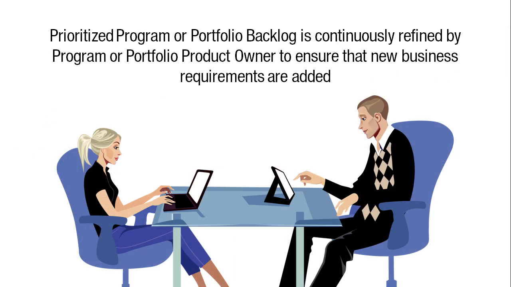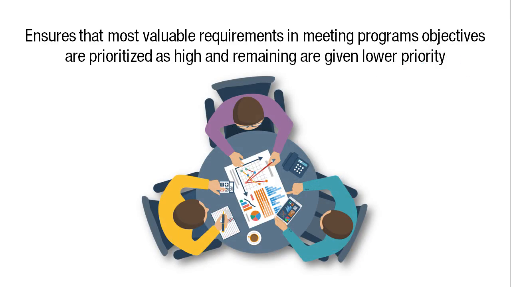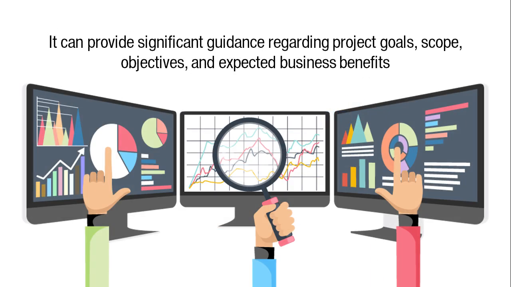The prioritized program or portfolio backlog is continuously refined by the program or portfolio product owner to ensure that new business requirements are added and existing requirements are properly documented and prioritized. This ensures that the most valuable requirements in meeting the portfolio or program's objectives are prioritized as high and the remaining are given a lower priority. The prioritized program or portfolio backlog presents a larger picture of all projects that are part of the program or portfolio. Therefore, it can provide significant guidance regarding project goals, scope, objectives, and the expected business benefits.